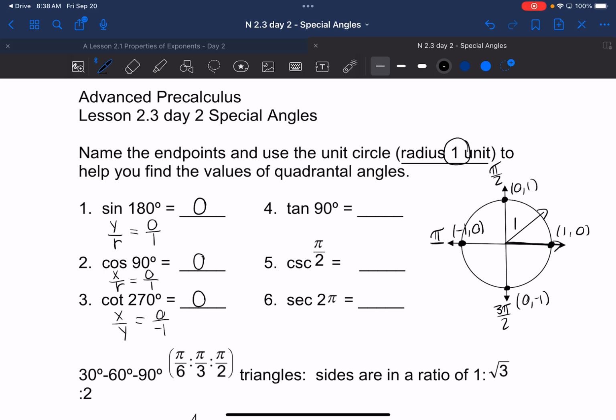Okay. Number 4 is asking for tangent at 90 degrees, or tangent at pi halves. So tangent is y over x. What's my y at tangent of 90? 1. And what's x? 0. Okay, so this is different. Am I allowed to have 0 in the bottom of a fraction? So my ratio here is undefined.